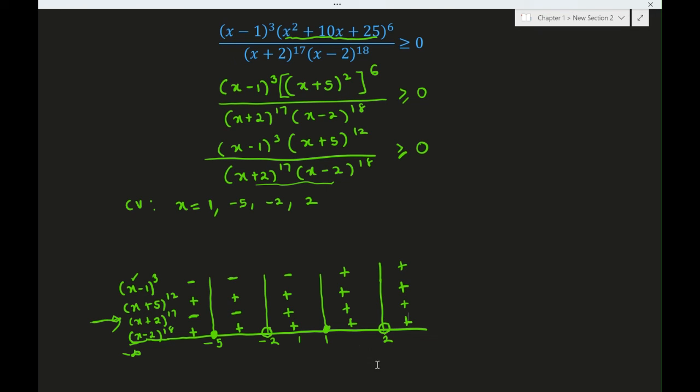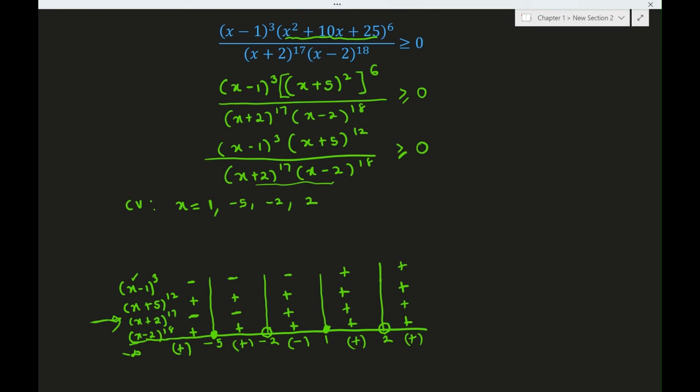Now, let's get the final sign, whether positive or negative, in which interval. So here you have negative, negative, positive. So this is positive. You have negative, negative, so you still have positive. Then here you have negative, positive, so you have negative. And here you have positive, positive, so this is positive. And also here positive, positive, so we have positive.